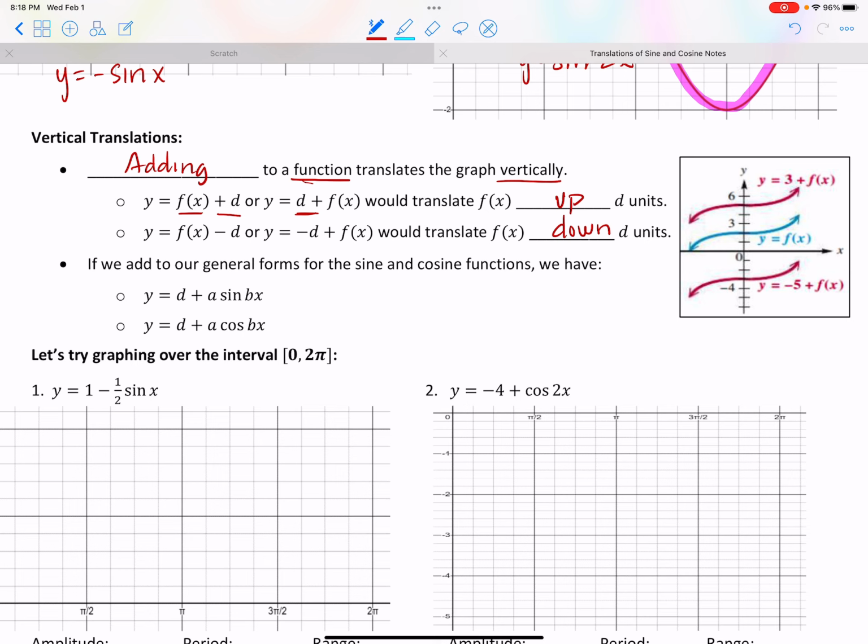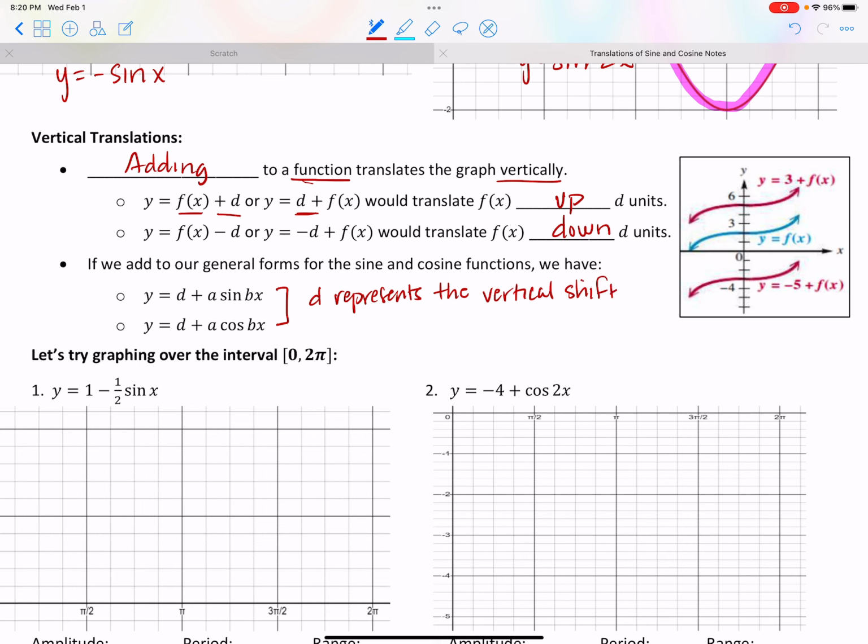And now we want to add that into the general form for our sine and cosine functions. So we've already talked about the parent being the sine of x. And then we talked about a plus bx being the general form, where we know this is going to change our amplitude and this is going to change our frequency, and that's what we just reviewed a few minutes ago. Now we're saying that if we also incorporate this, so we're going to add to our function, whether it's sine or cosine, then we're going to vertically shift. So d represents the vertical translation or the vertical shift in the graph.